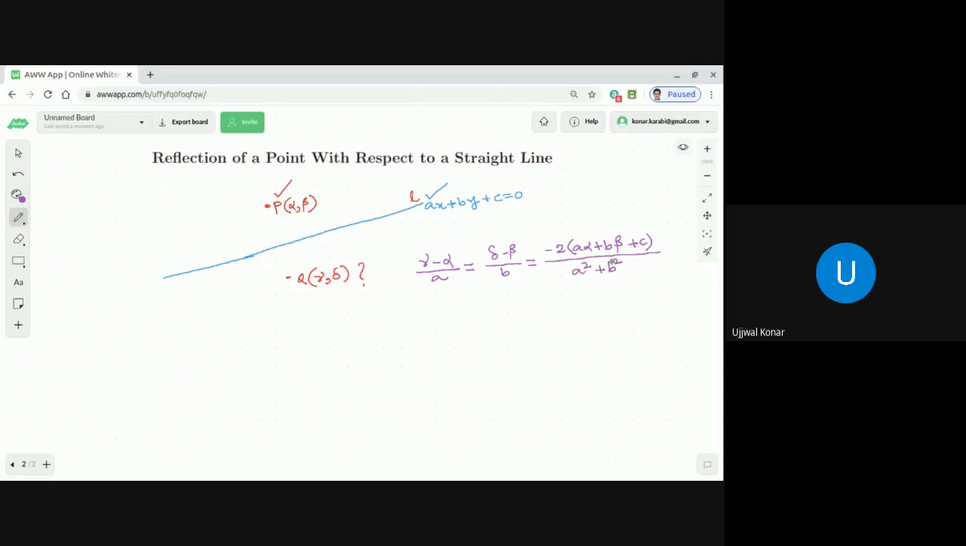Now if you see, dear students, minus 2 into (A alpha plus B beta plus C) by (A square plus B square), you can compute because all are given to you. A, B, C you know, alpha, beta you know, so you can compute the value of minus 2 into (A alpha plus B beta plus C) by (A square plus B square). And you know alpha and A, so from there you can easily find the value of gamma. In a similar manner, you know beta and B, so from there you can easily find the value of delta. That is the most efficient approach of finding the coordinates of the reflection of a point with respect to a straight line.